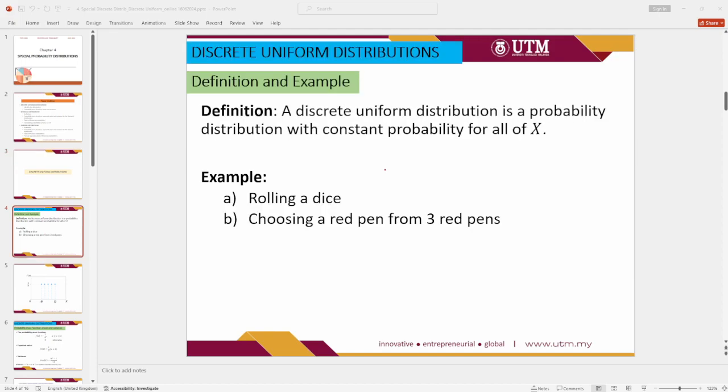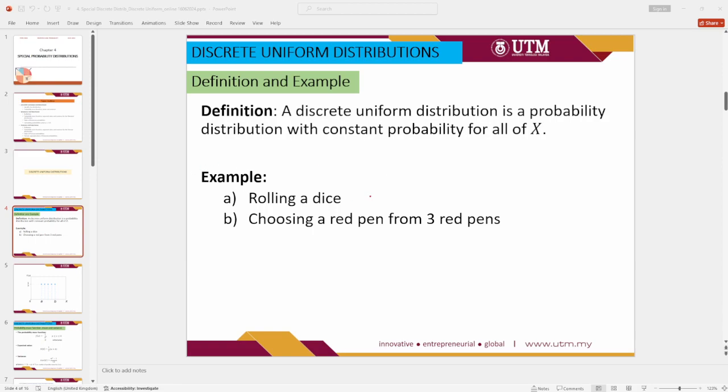A discrete uniform distribution, as the name suggests, is a discrete random variable. So you can count it: 0, 1, 2, 3, and so on. And it is a uniform distribution. A uniform distribution means that the probability for all the values is the same. That is the very important part. The probability for all the values, for all x, is the same. It's a constant. It is uniform.